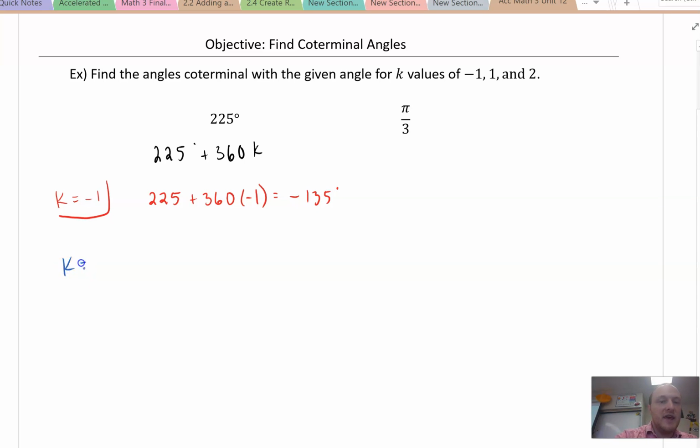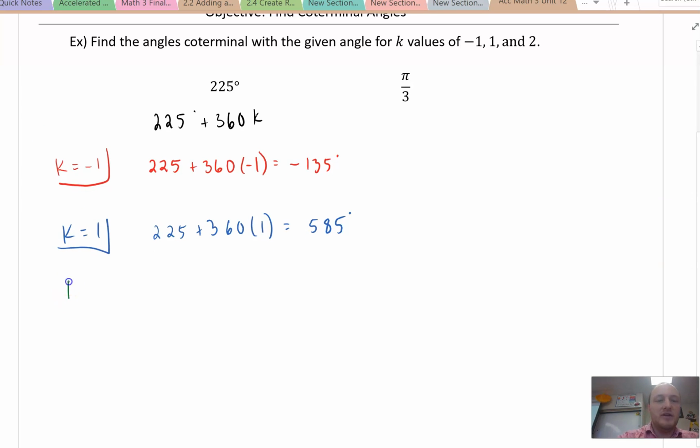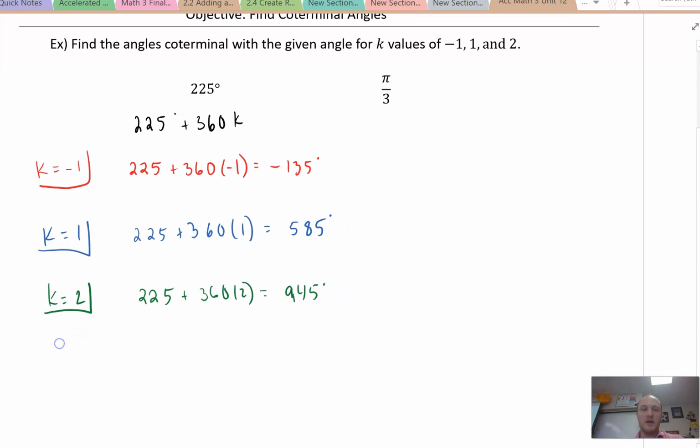Okay, they say, what if k is equal to 1? So I have 225 plus 360, where k is 1. That doesn't change the 360 at all. I'm just adding a revolution, and we get 585 degrees. Very, very straightforward, right? Okay, what if k is 2? Same story. I'm going to take 225 degrees and add 360 times 2, which gives us 720, which is 945 degrees.